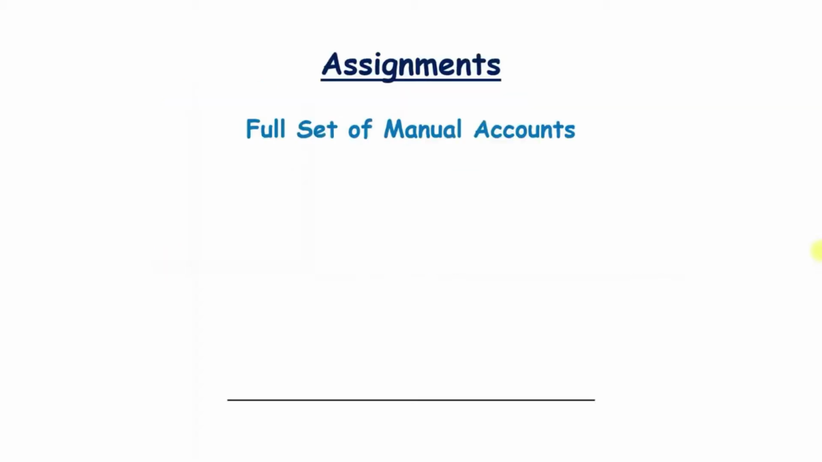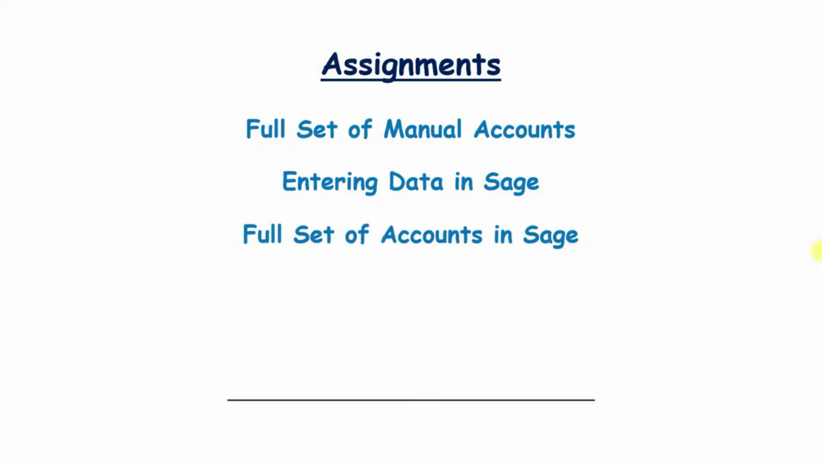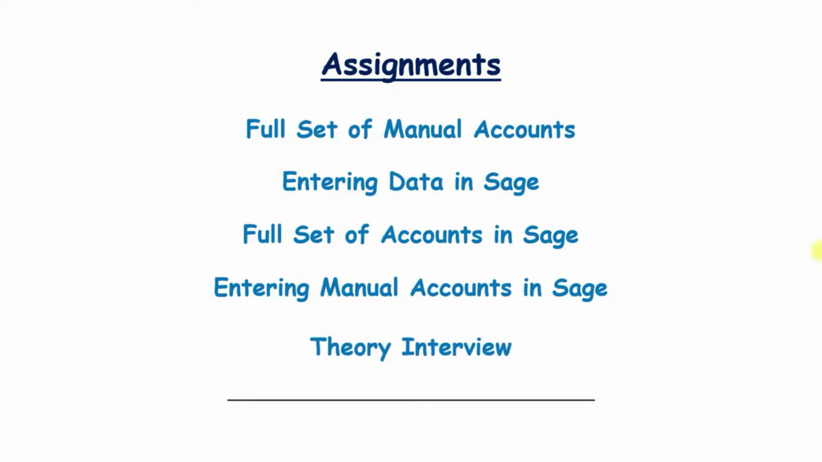There are 5 assignments in the Manual and Computerized Accounts course. The first assignment covers a full set of manual accounts. The second assignment is an introduction to Sage 50 and consists mostly of data entry. The third assignment covers processing a full set of accounts in Sage 50. The fourth assignment entails entering the manual accounts done in Assignment 1 into Sage 50. The final assignment is a short theory exam interview where you will be asked questions relating to the concepts you have learned throughout the course.